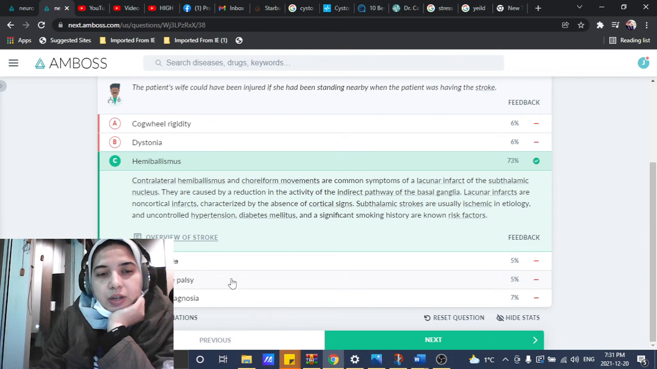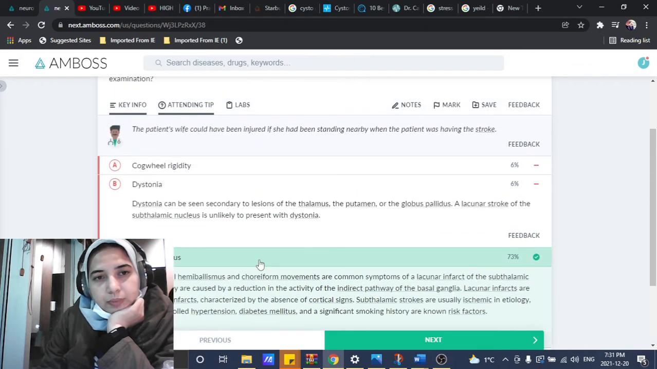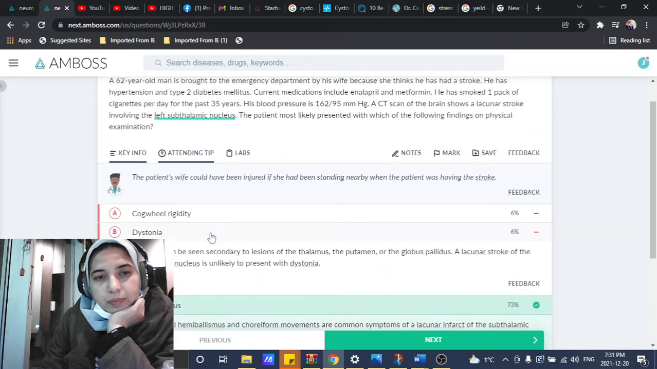Anyway, so okay, we got the answer correct using that attending tip, so that's nice. So, dystonia was something I was going to pick. Dystonia can be seen secondary to lesions of the thalamus. A lacunar stroke of the subthalamic nucleus is unlikely to present with dystonia. Okay.